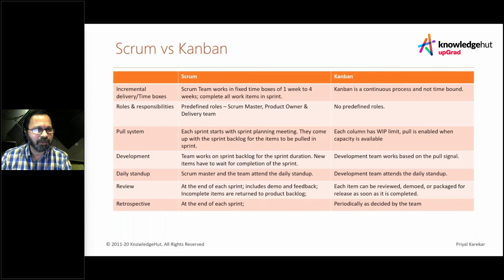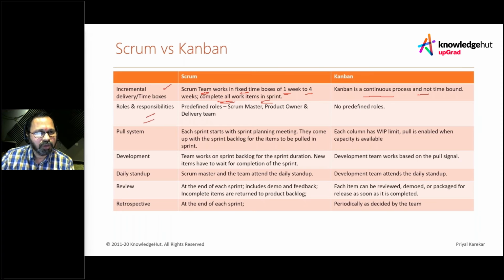In terms of Scrum, in terms of incremental delivery, a Scrum team works in fixed time boxes, maybe 1 to 4 weeks is their iteration. They complete all their work in their sprint. However, Kanban is a continuous process and it is not time bound. It is continuous. We can just continuously keep on pulling the work.